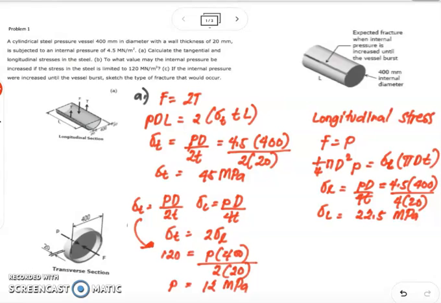For letter C, the internal pressure will increase until the vessel bursts. Sketch the type of fracture that will occur. So this is our letter C. The bursting force will cause a stress on the longitudinal section that is twice that of the transverse section. So therefore, the fracture is expected as shown in the figure. We have here the illustration of the expected fracture when internal pressure is increased until the vessel bursts. This is where the fracture will occur.